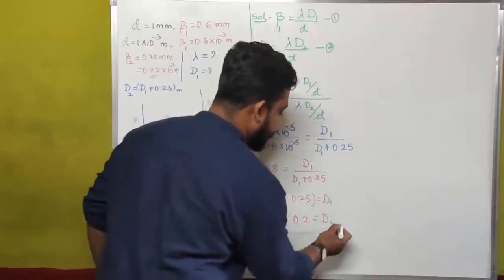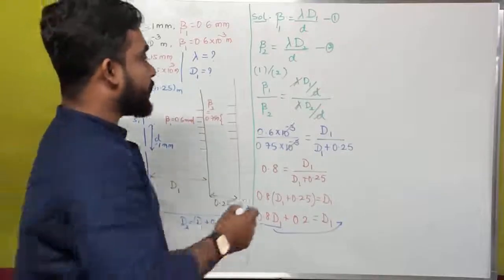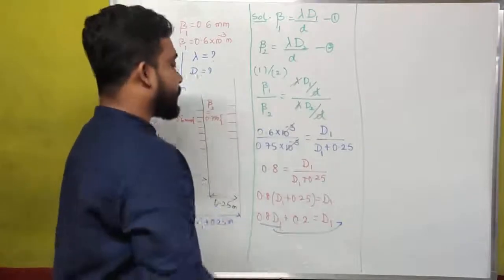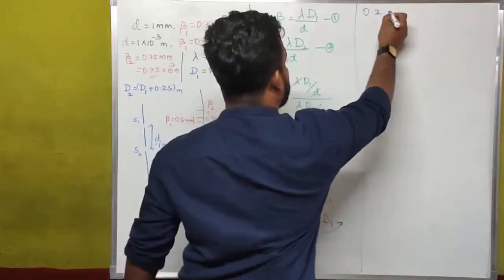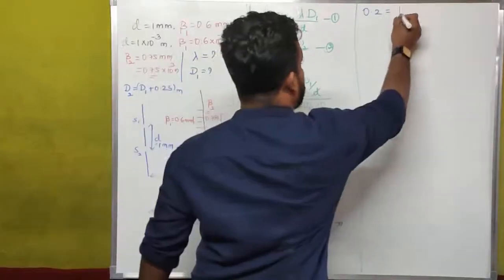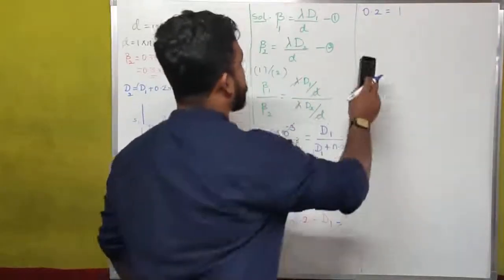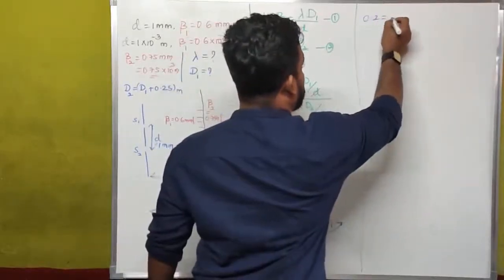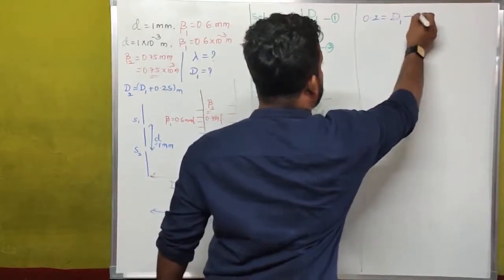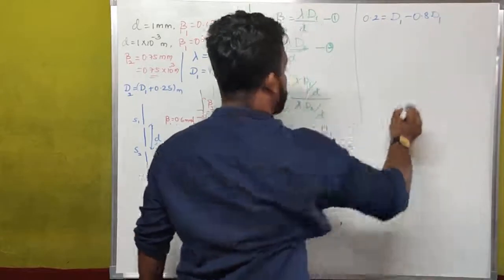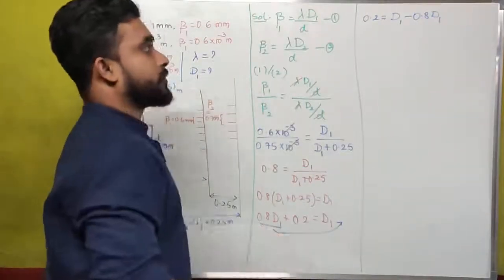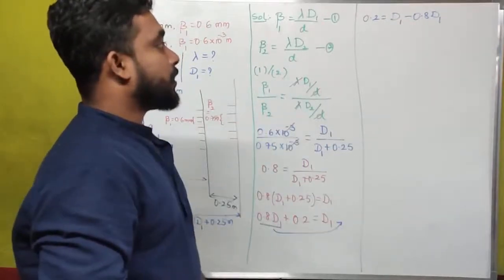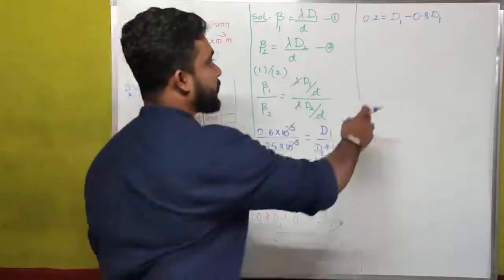If we send 0.8 D1 to the other side of the equation, what we will get is 0.2 is equal to D1 minus 0.8 into D1. If we send a positive term to the other side of the equation, it is going to change its sign. Now here what we have is plus, after changing the equation, what we will get is minus.